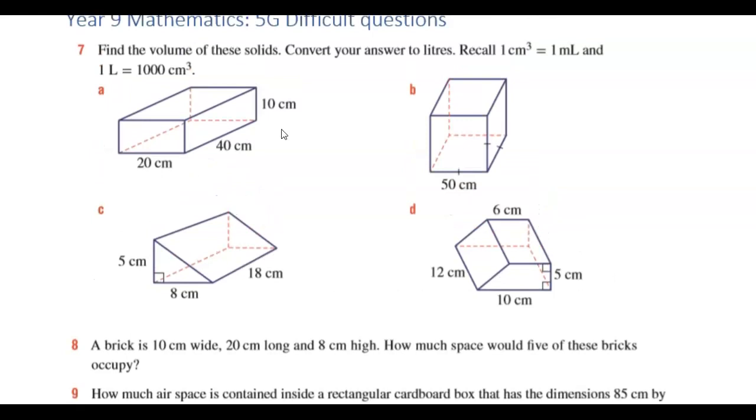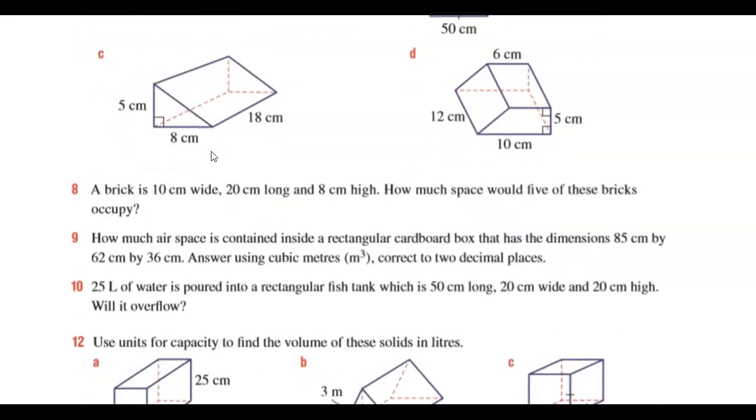I also chose question 7 because we're going to convert our answers into litres. So 1 centimetre cubed is 1 millilitre. That means 1 litre is equal to 1,000 centimetres cubed. So we're just going to have to do a division at the end. All right, so let's get started.